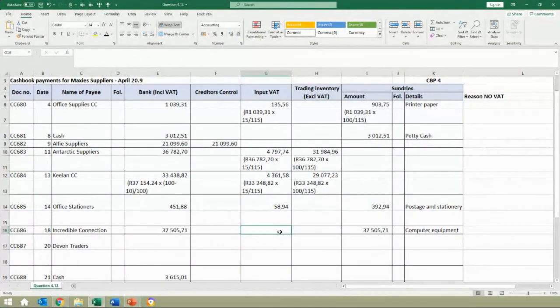Okay, then on the 20th, now this is where it gets a bit hairy for some students to work out how much we have actually paid. So let's quickly look at what information they give us. They tell us settlement of account of Devon traders less 5% settlement discount. So what that first sentence tells you is once you've settled the account in full, you get a 5% discount on that account. But now we need to know what is the balance at that specific date.